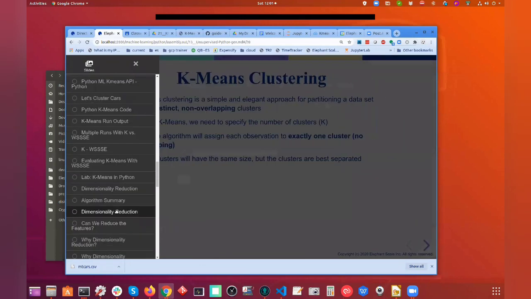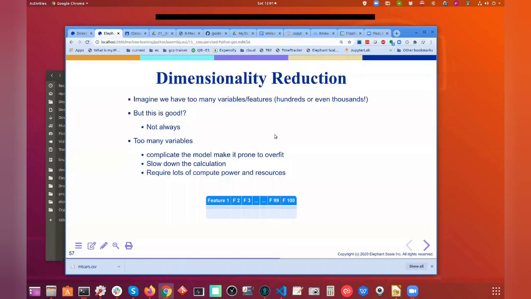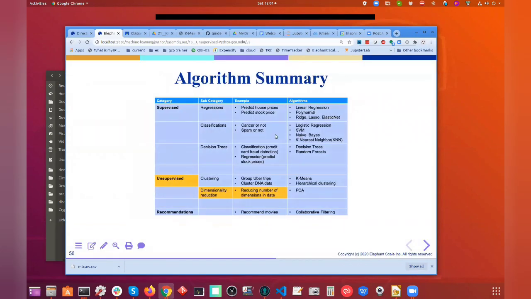All right, next one, I'm going to talk about dimension reduction. We've done K-means, so please run through the labs, and I will also upload my solutions to Google Drive as well.